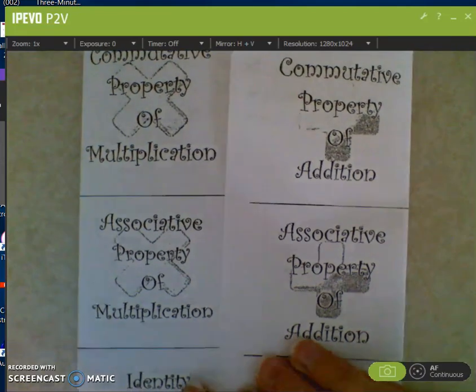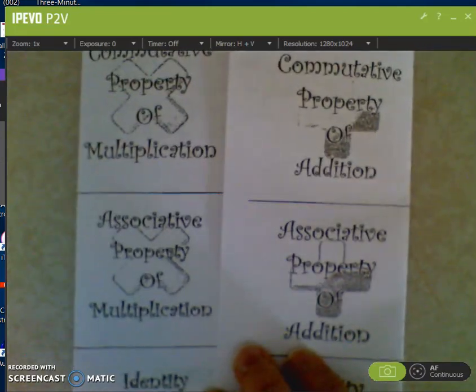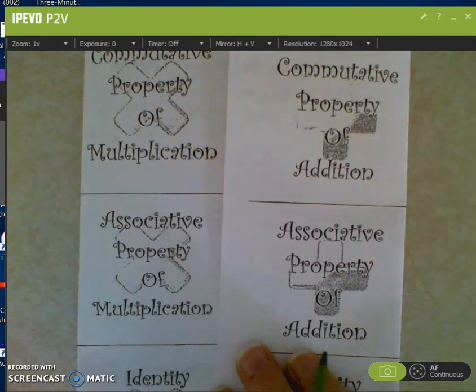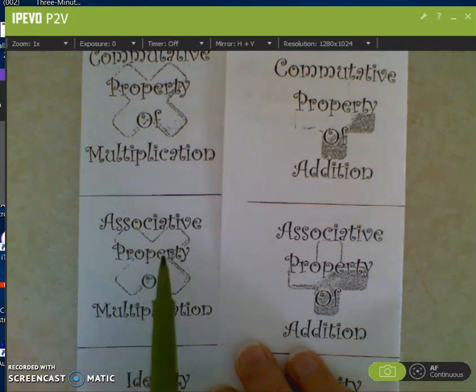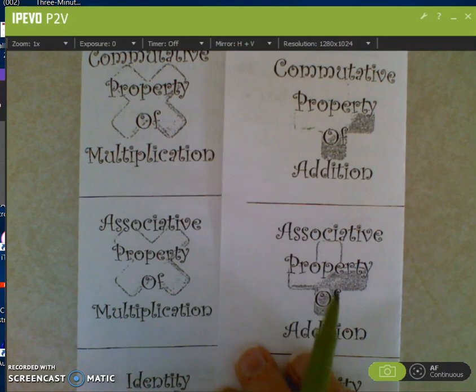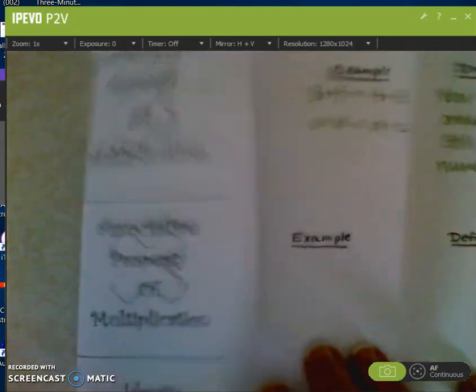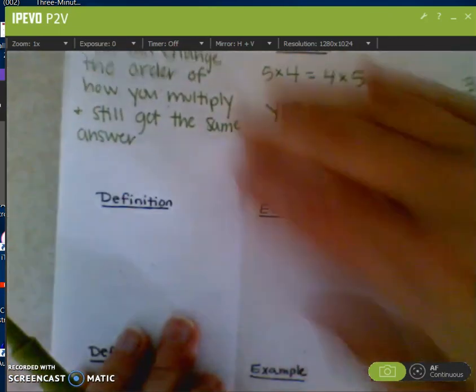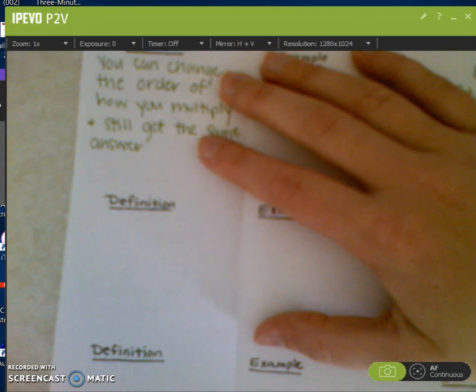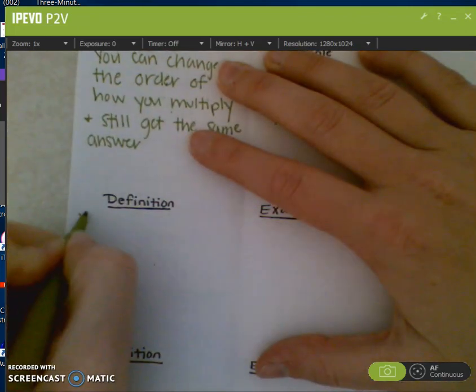The next property that we're going to talk about is the associative property. The associative property applies to multiplication and addition, just like the commutative property. So we've got the associative property of multiplication and the associative property of addition. The associative property of multiplication is where I'm going to start. The definition here is you can group numbers differently and still get the same answer.